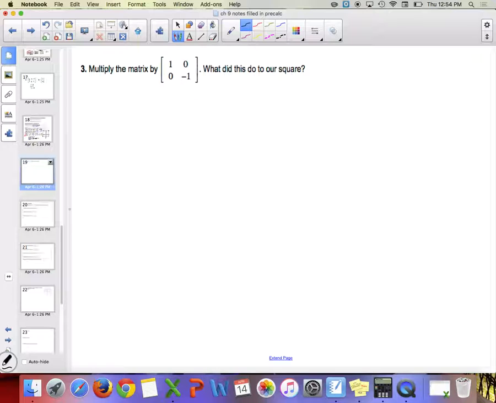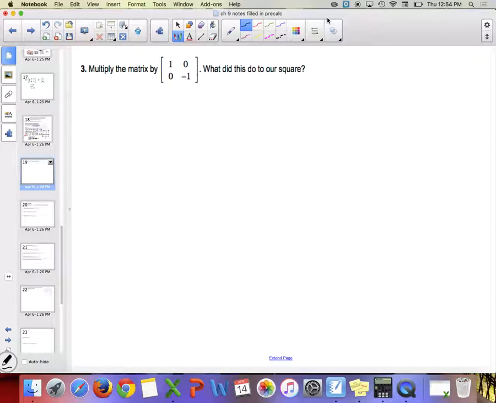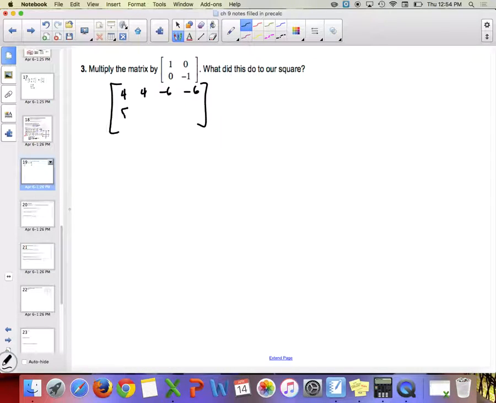Okay, so let's write down the matrix again. So I have 4, 4, negative 6, negative 6. And I have 8, negative 3, negative 3, 8. Okay, what's the dimensions of the matrix that I just drew? How many rows, how many columns? 2 by 4.